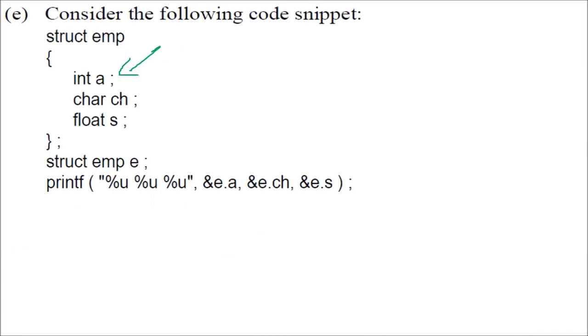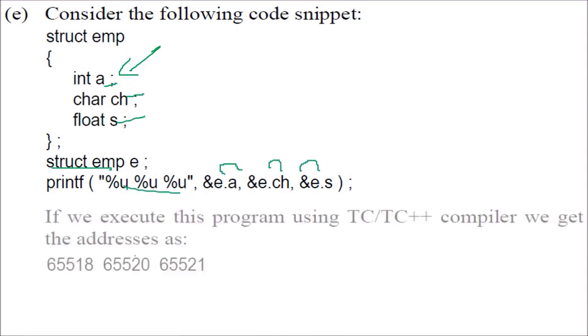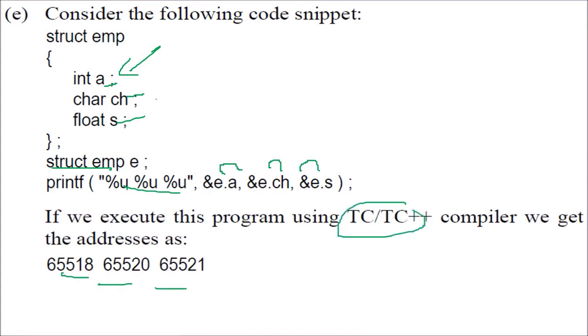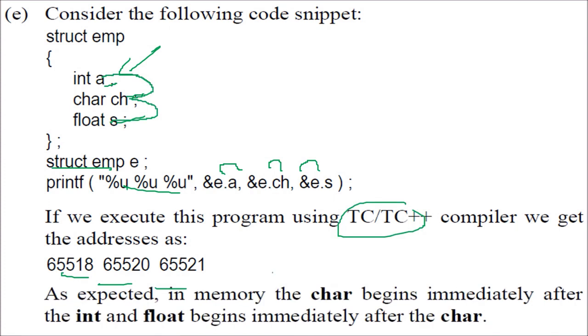And just take one more example here. We have a structure, these are the contents, and now we have structure employee. Now e dot a, e dot ch, e dot s, this is %u. So it is going to give you the address. But in TC++, it will be fine. This will take 2, this will take 1, this will take s. As expected, the character begins immediately after integer and float begins immediately after the character.